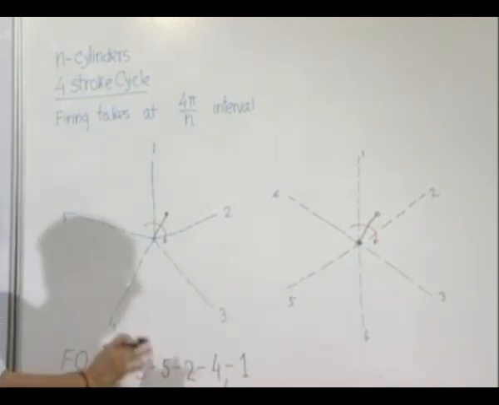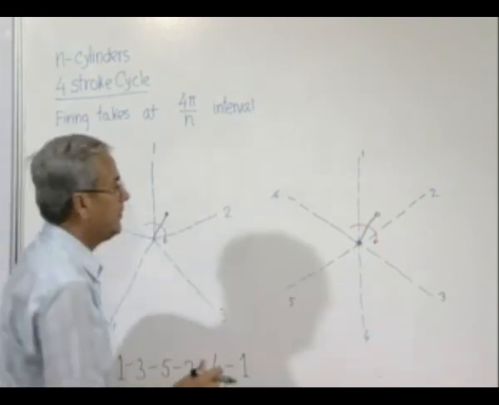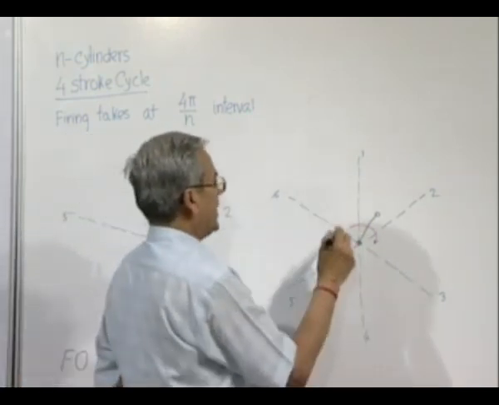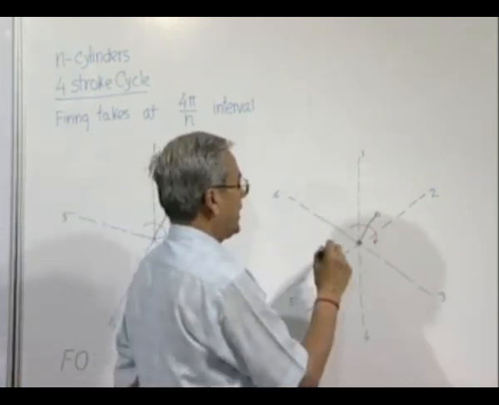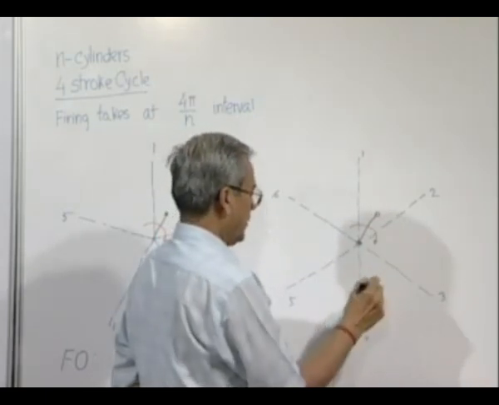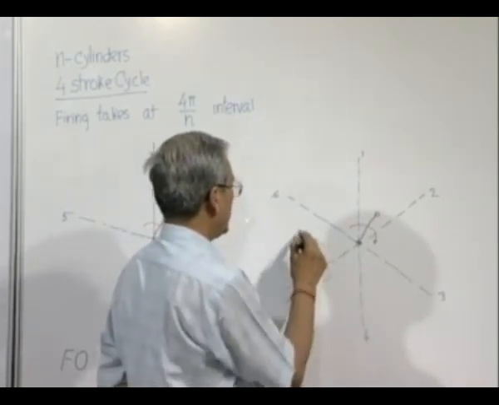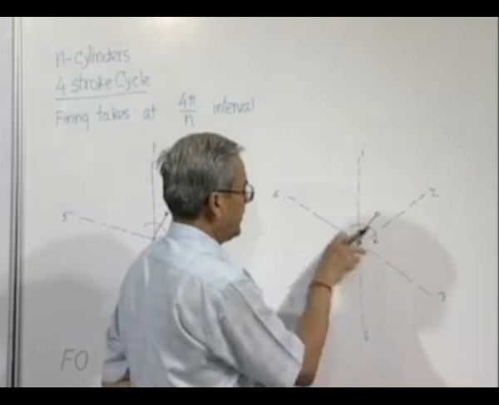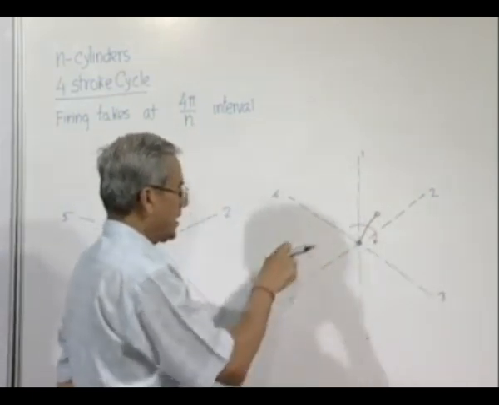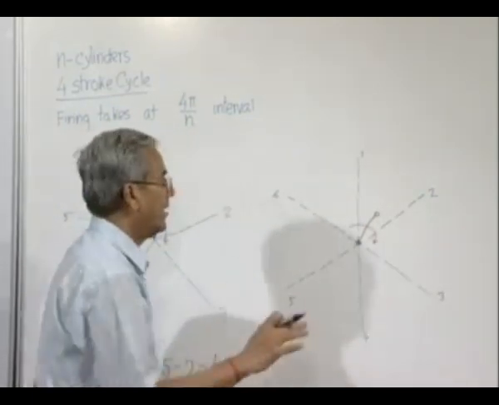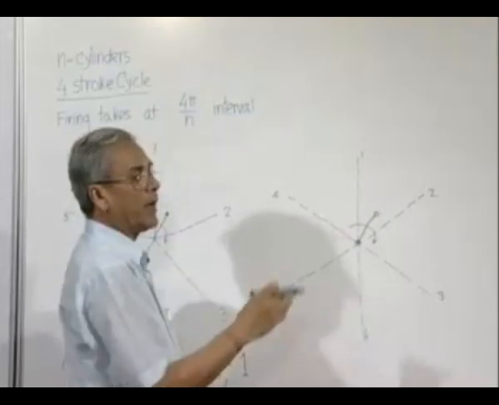So here there is no problem. Let us see, if it is a 2-stroke cycle engine with six cylinders, no problem, 1 will fire, then 2 will fire, 3 will fire, 4 will fire, 5 will fire, 6 will fire. Whenever the crank arranges itself along that particular center line, that engine will fire, and it will complete one cycle in 2 pi rotation.